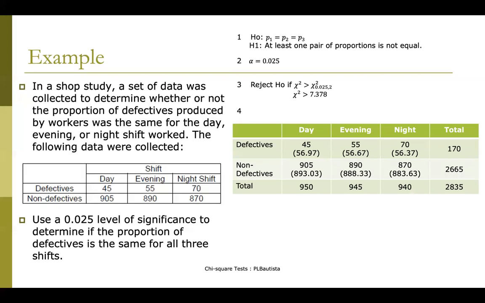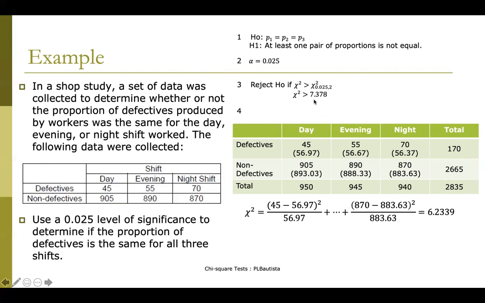For step 4, try to check if you will get the same table as the one shown here. So the numbers in parentheses are the expected values. Again, just do the computation of the row total times the column total divided by the grand total. And applying the formula for the chi-square test statistic, you will arrive at a chi-square test statistic of 6.2339.